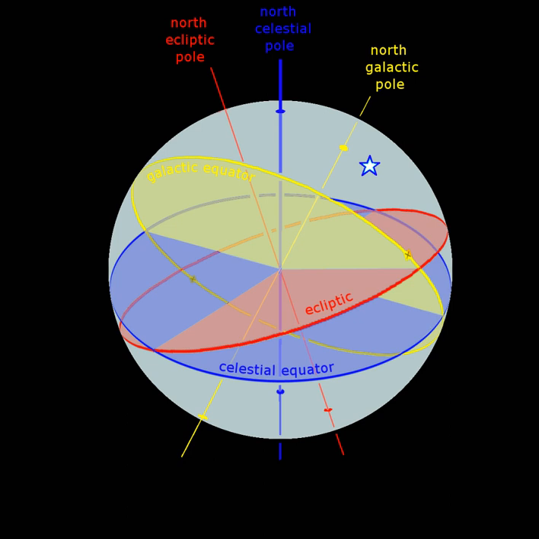Topic: Supergalactic system. The supergalactic coordinate system corresponds to a fundamental plane that contains a higher than average number of local galaxies in the sky as seen from Earth.